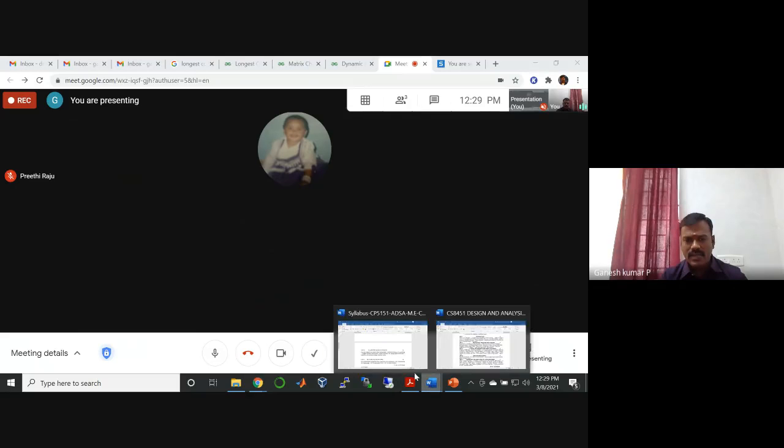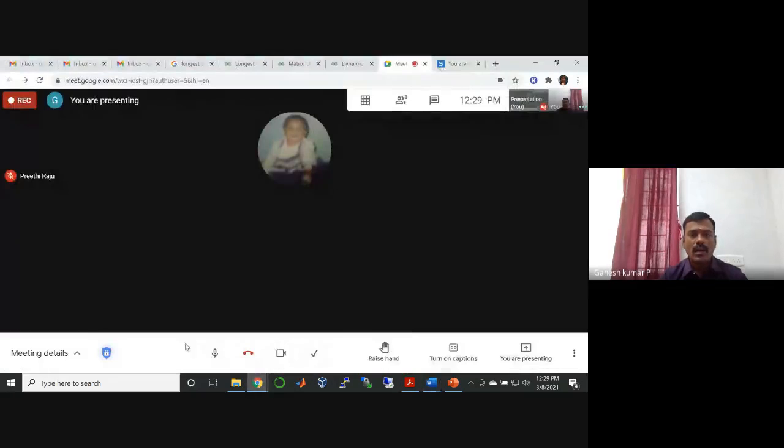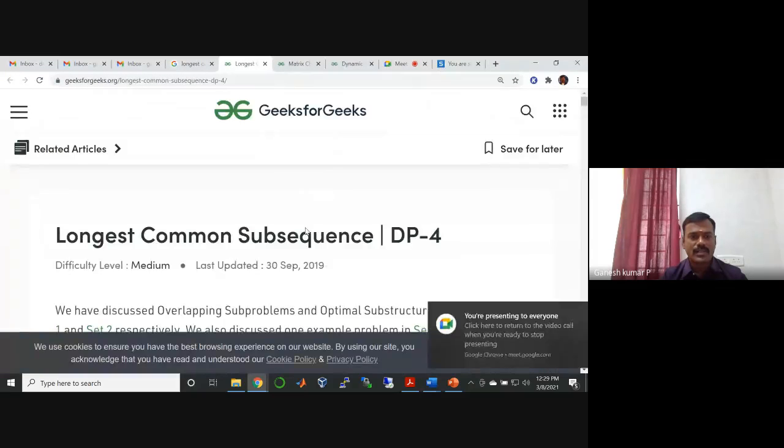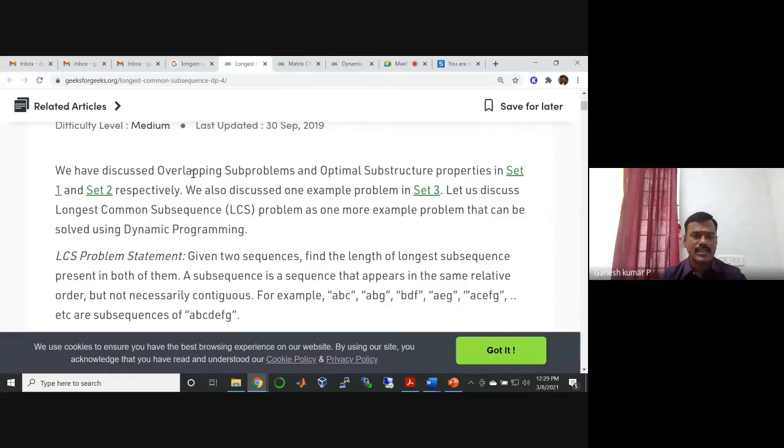The next problem according to the syllabus is the longest common subsequence. This is also a more interesting problem. Let me discuss the longest common subsequence problem, LCS. Whenever you need to find it, you need to discuss what the overlapping subproblem is, and if that is available, then you can do it further. This problem occurs most commonly in the domain of bioinformatics.